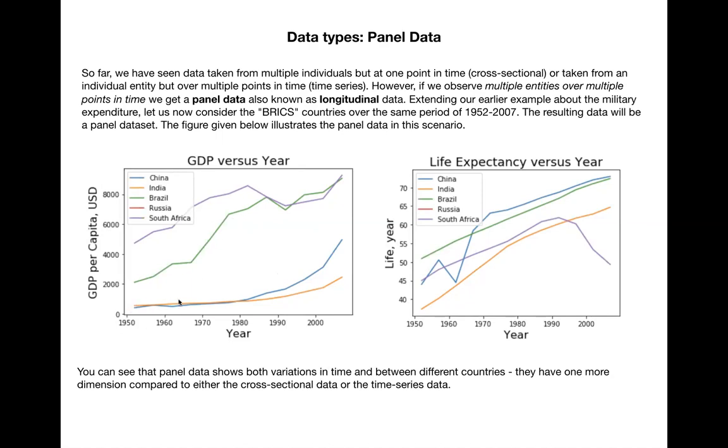Each line is a time series, but I have multiple entities here. So I'm comparing different countries at different years. And so I have both cross-section data and time series put together. This is called panel data or longitudinal data, which means that I have both variations in the time series and also comparisons between different countries in this way.